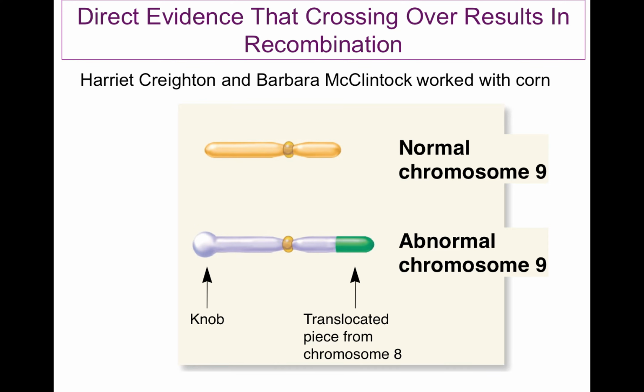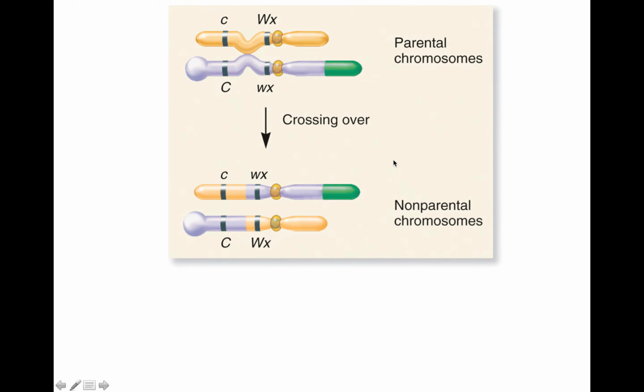Harriet Creighton and Barbara McClintock worked with corn, and they found this very abnormal looking chromosome that they could actually visually see under the microscope. It had a little knob here and a little piece of chromosome 8 translocated. This is what a normal chromosome 9 looks like. When you get crossing over, you get some even more visually detectable combinations of chromosomes. These are the non-parental ones. These were the parental ones.